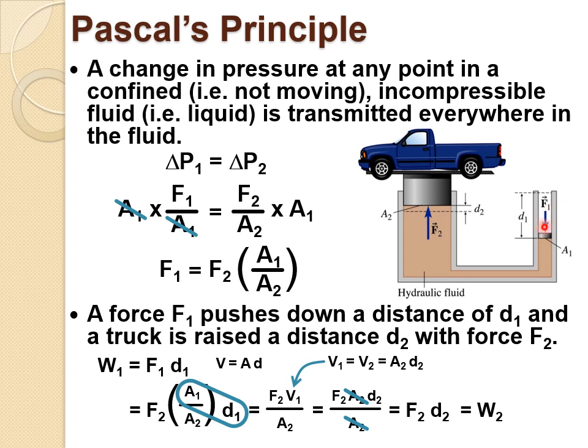So that's how we show that the work done over here on this side with this force is equal to the work done over here. The difference, though, is that the force over here is applied over a large distance. So a small force over a large distance gives you a large force over a small distance.